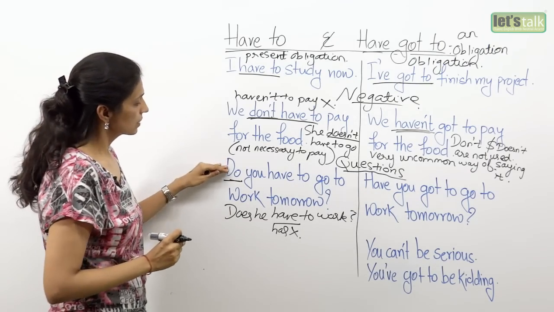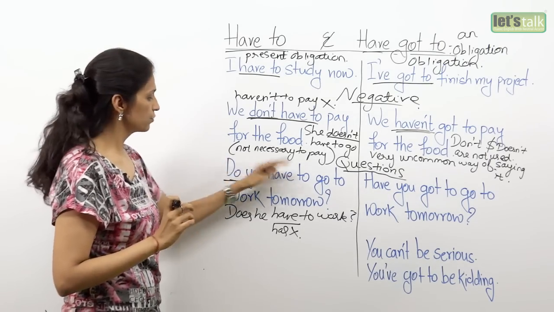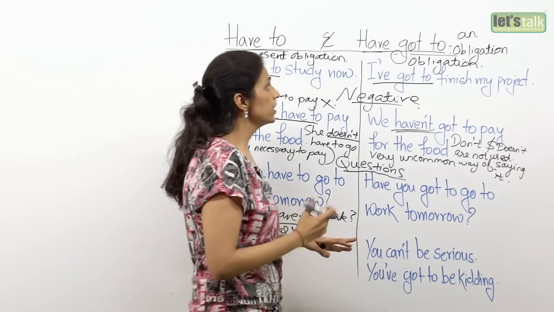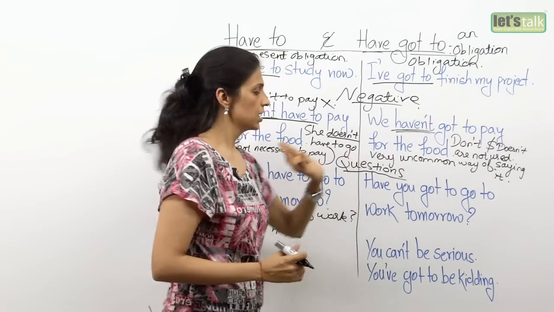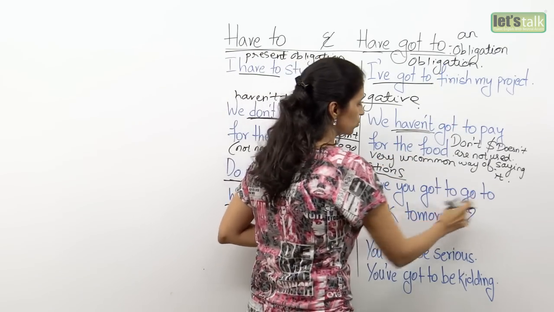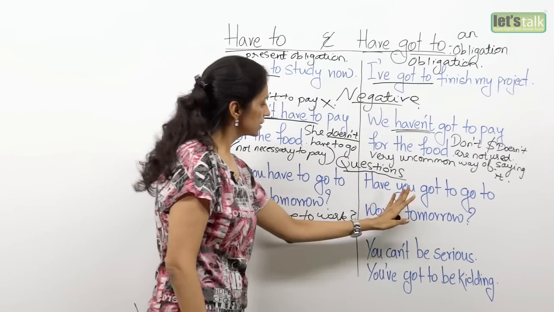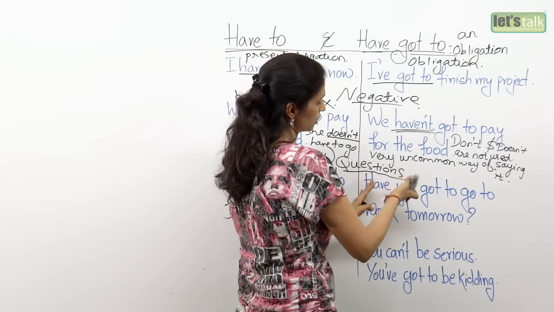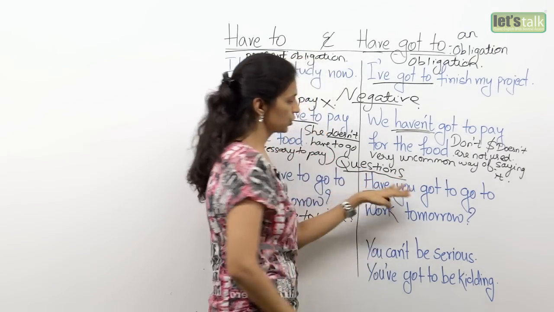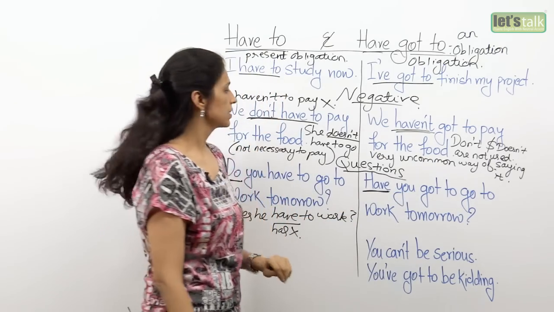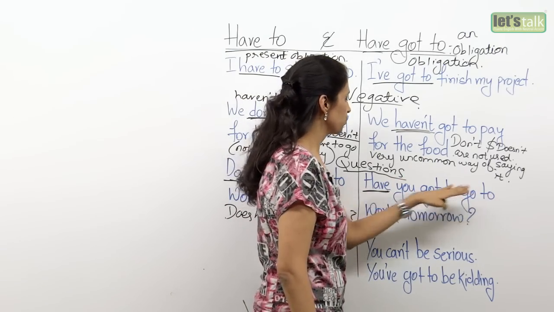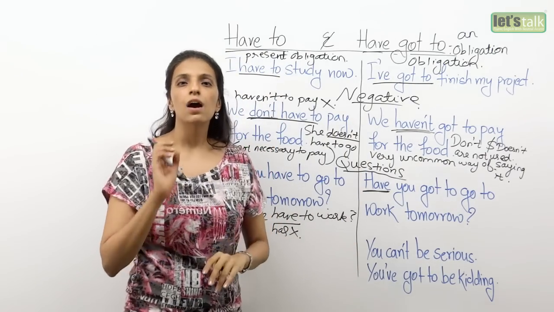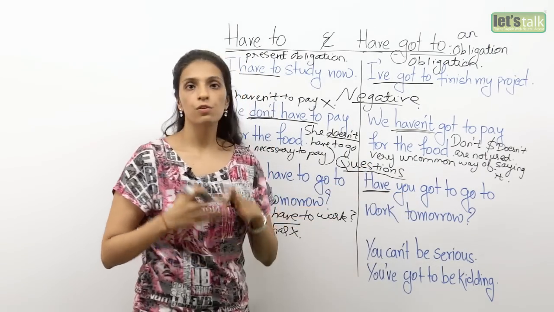So when you ask a question, you have a structure: do you have to, does he have to, with a question mark. Now when we use the other structure in the question, you say have you got to go to work tomorrow? It is the same as do you have to, only here I have put have before the subject you to form a question: have you got to go to work tomorrow? This is also correct, but again a very less common way of speaking.